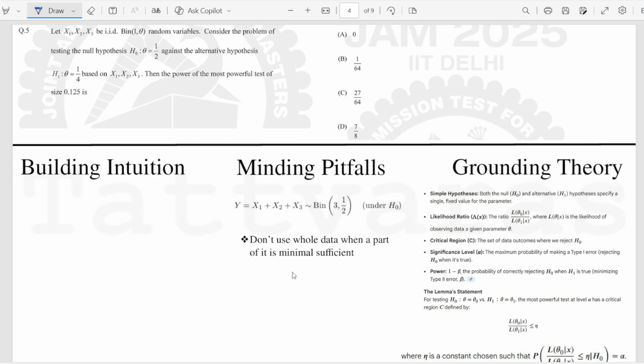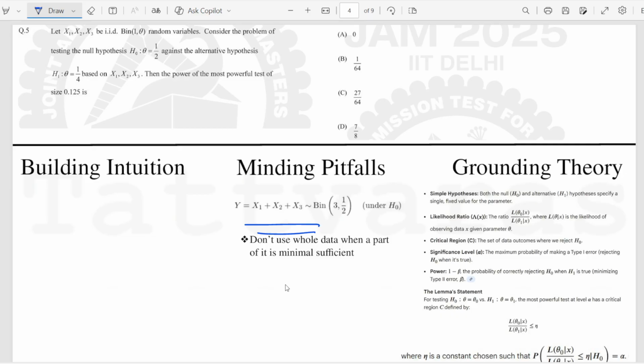Why have I put it in pitfalls? Because not knowing this concept could be a pitfall. It's important to know that when we are dealing with the Neyman-Pearson lemma, and if we are fortunate enough to use a minimal sufficient statistic, then the entire test can be constructed around that.